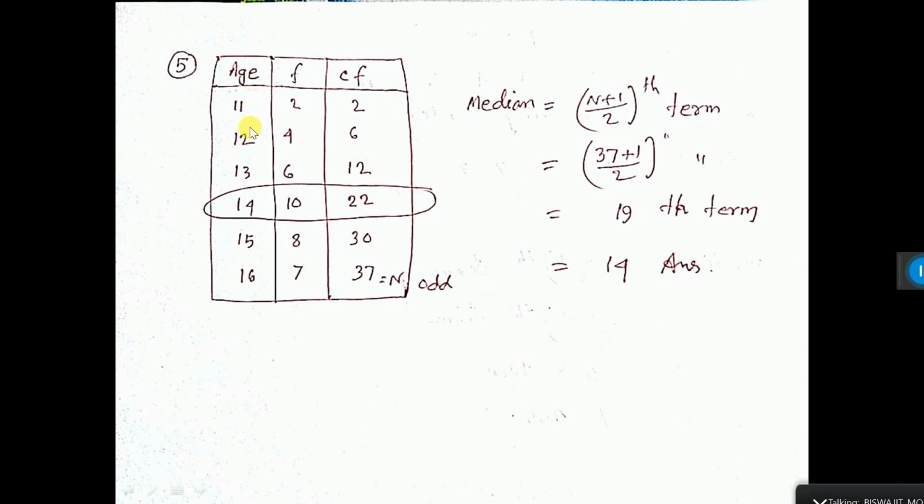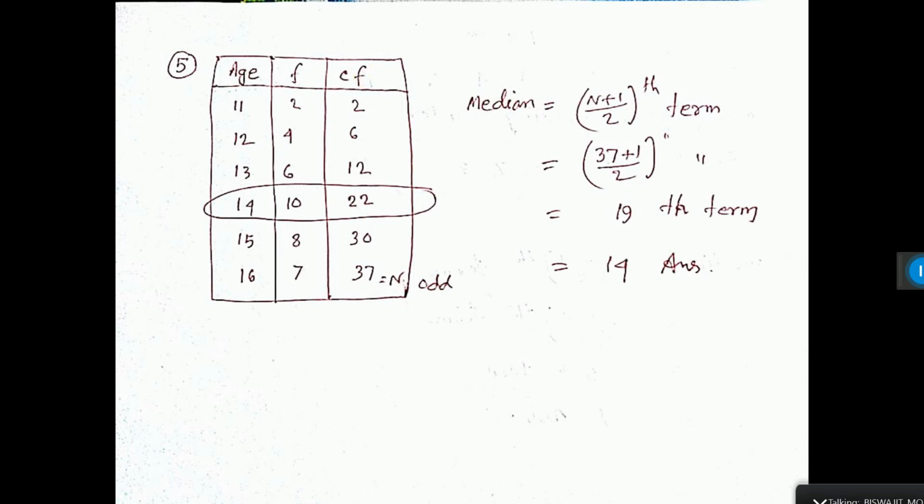Now see, this is tabulated data. Here age is given, I have written this column-wise. Frequency is given, I have written column-wise. Now one extra column you have to calculate. You have to write one extra column, that is CF, cumulative frequency.